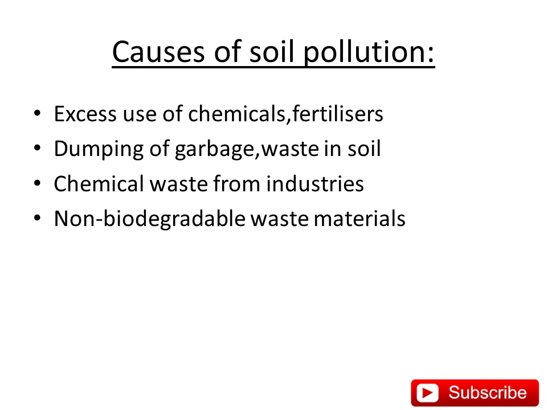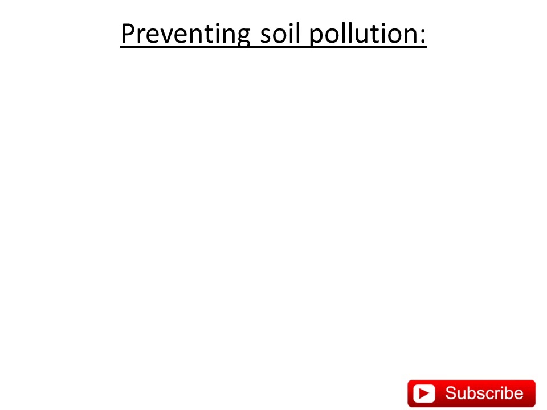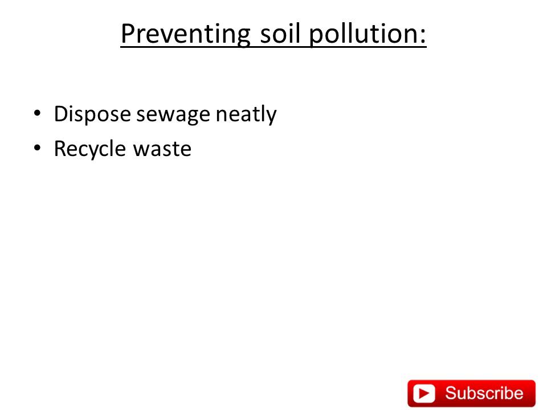Now there must be a preventing step which should be taken for the prevention of soil pollution. As we learned the causes of soil pollution, let's learn about the prevention of soil pollution. We know that the waste comes from the industries, so it should be disposed of neatly. We should recycle our waste. We must segregate our domestic waste, and also we can turn it into organic manure or vermicompost. So the waste should be recycled properly.